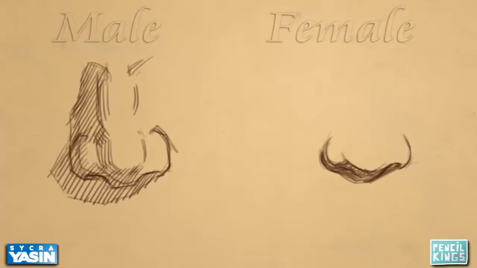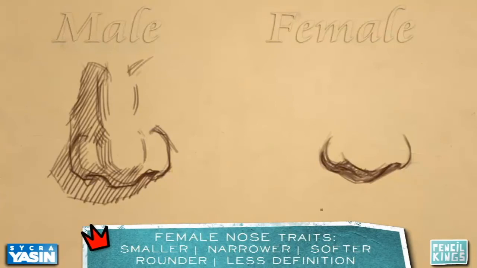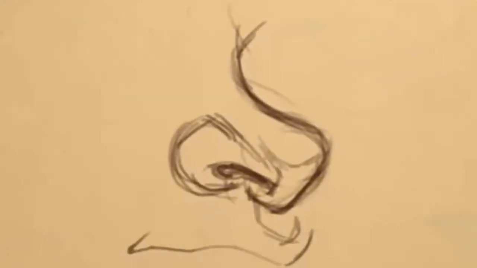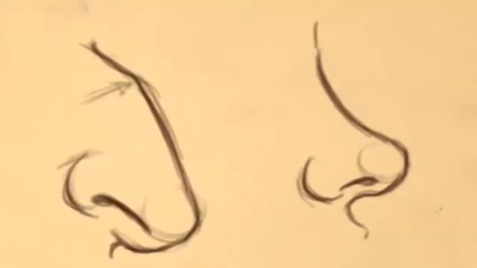But the important thing to remember is that female noses tend to be smaller, narrower, softer and rounded, and less defined. You might see the upper part, but the bridge is often completely invisible, and then you'll see an indication of the lower part of the nose. In the next few minutes, you will learn how to manipulate the generic nose to create a wide range of different nose types. So let's get to it.